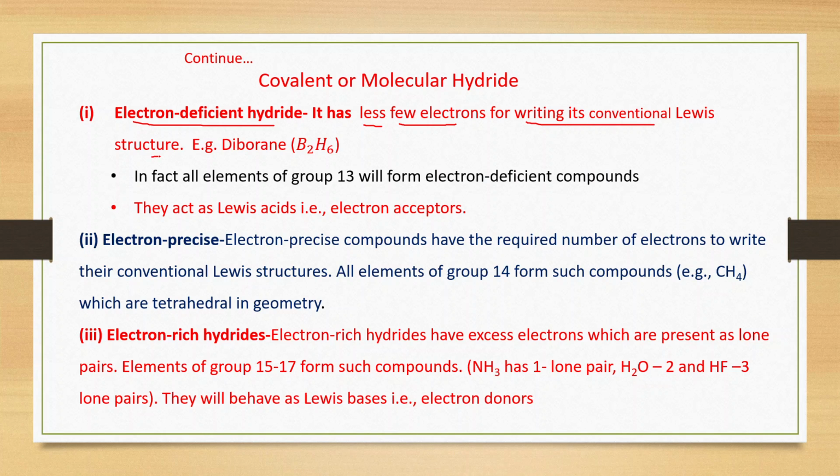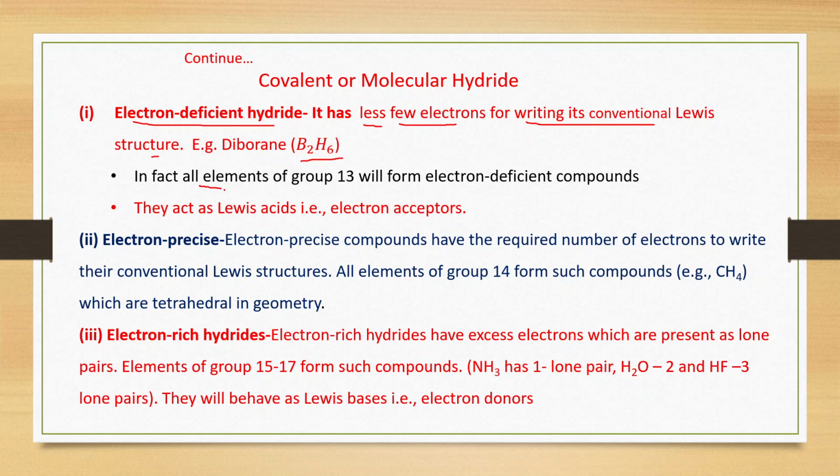Actually, the writing of a Lewis structure is based on the octet rule. But these hydrides will not follow the octet rule. The central atom in these hydrides has fewer electrons than an octet. For example, B2H6, this is diborane.